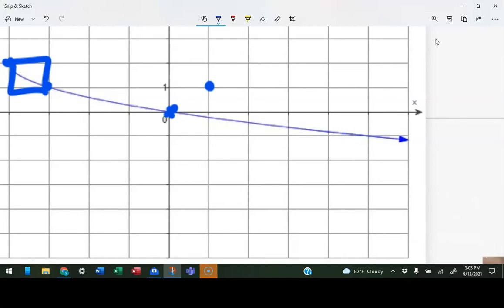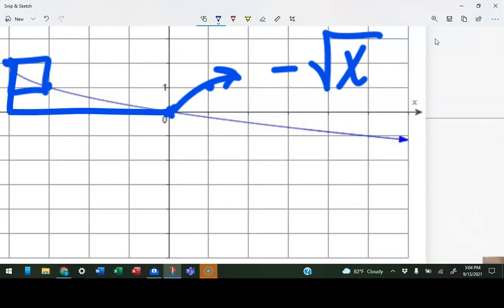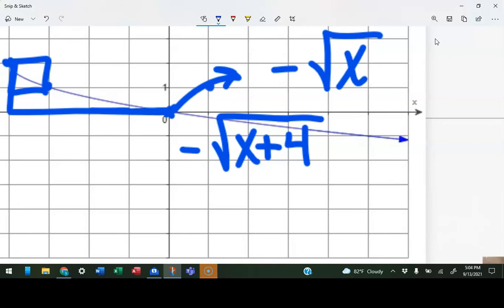Okay, so we might as well just finish it. Okay, so I do know it got flipped. So that takes care of the flip, because it would have gone up like this. Okay, but now it's going down. And then where did it go? It went 1, 2, 3, 4, and up 2. So I'm going to go negative root x, and then plus 4, because it went 1, 2, 3, 4, and then it went up 2. So left 4 means plus 4.